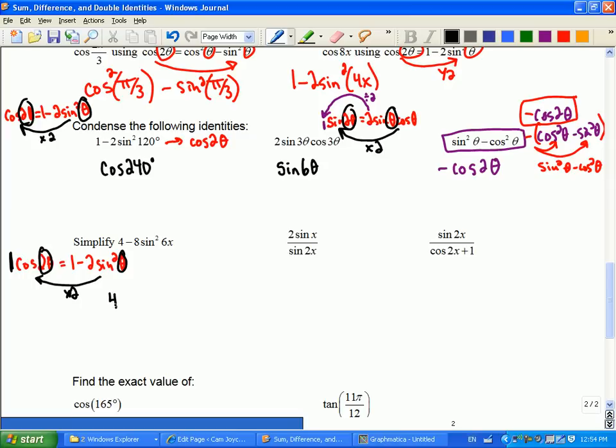I have to factor this out in order to see that pattern better. So if I factor out the 4, now you can see the 1 and the 2 that were supposed to be in there, right? So this one is going to be, angle is doubled. That 6x is going to be doubled. So it's going to be 4 times the cosine of 12x when we're done.